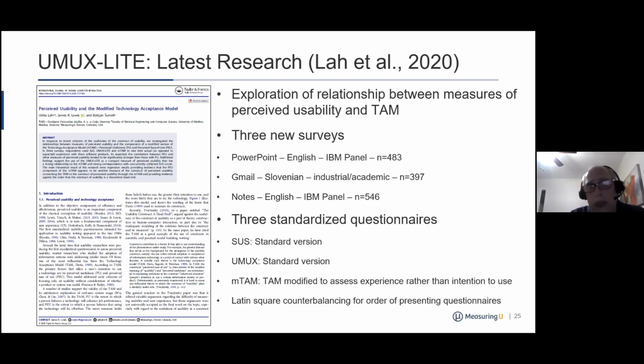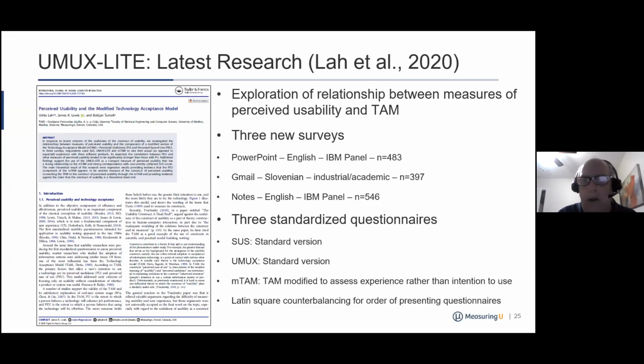So here we conducted 3 additional surveys, one looking at PowerPoint, one at Gmail, one at Notes. A lot of my research in this has been done with an IBM panel that I put together, about 2,000 people that agreed to volunteer to take part in these kinds of surveys. We looked at 3 standardized questionnaires, the SUS, the UMUX, and a modified version of the TAM.